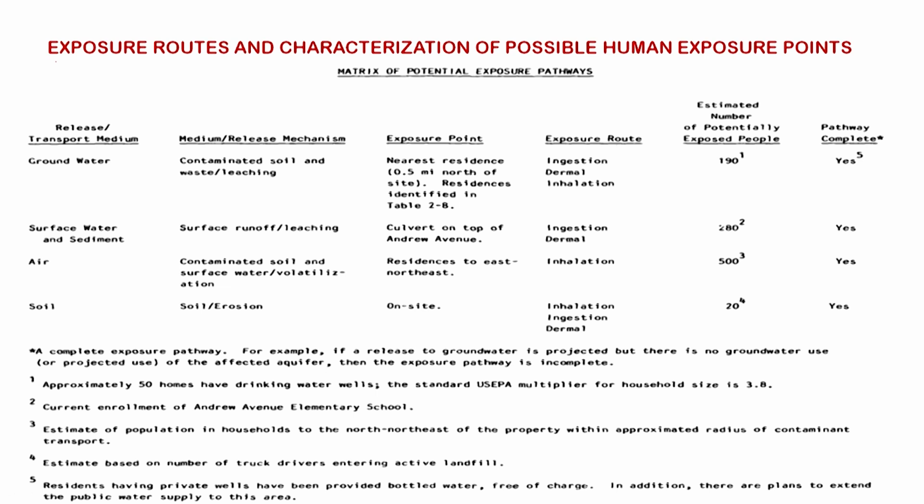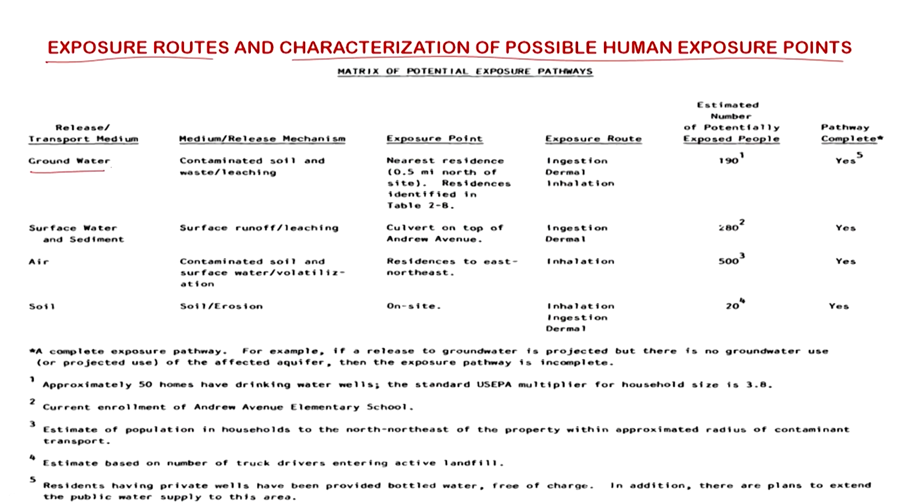Then we need to look at exposure routes and characterization of human exposure points. Exposure routes, as in what particular pathways are leading to transport of this particular contaminant. So, what do we have here? We have groundwater, surface water and sediment, air and soil. And how can it go? For example, contaminated soil and waste leaching. If the contaminated soil or the waste leaches through to the groundwater, you have contamination of the groundwater and so on.